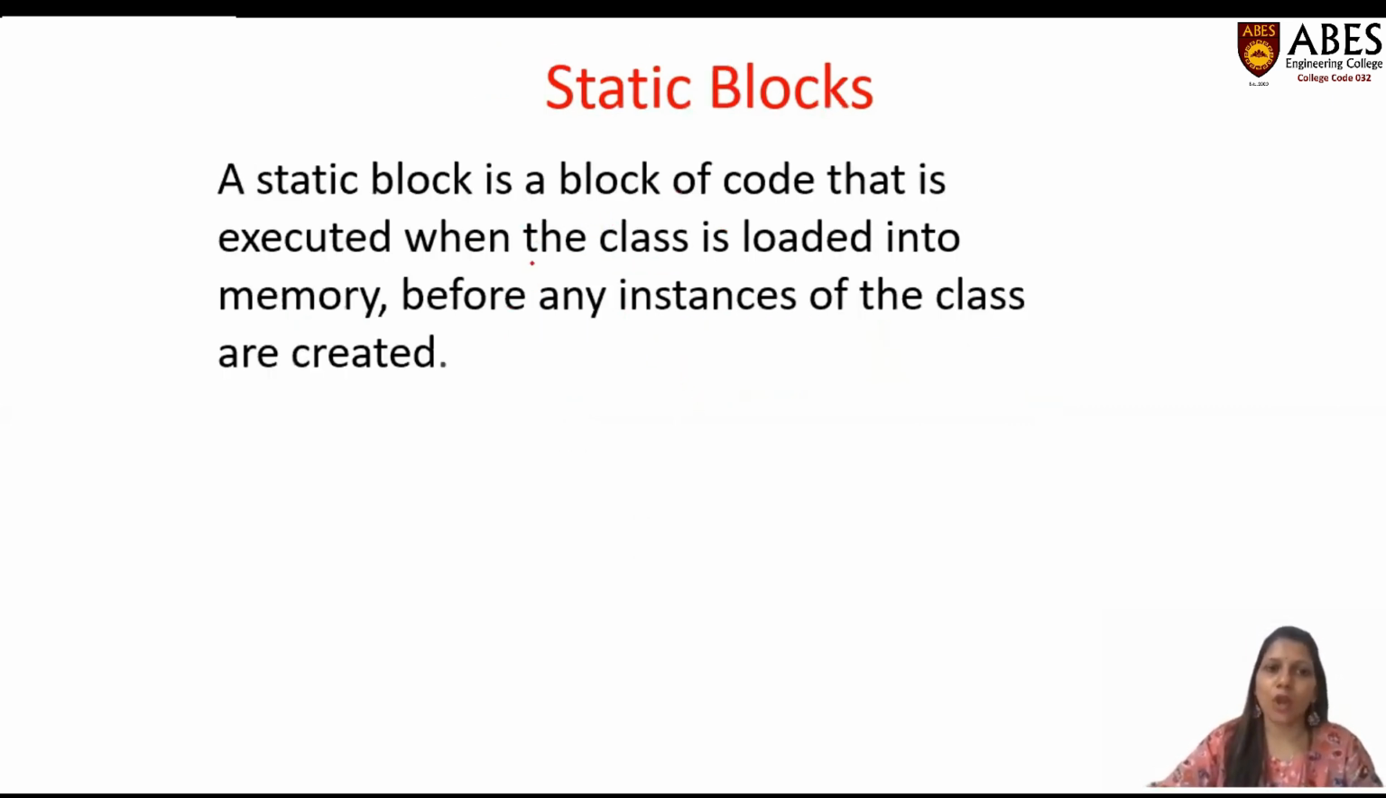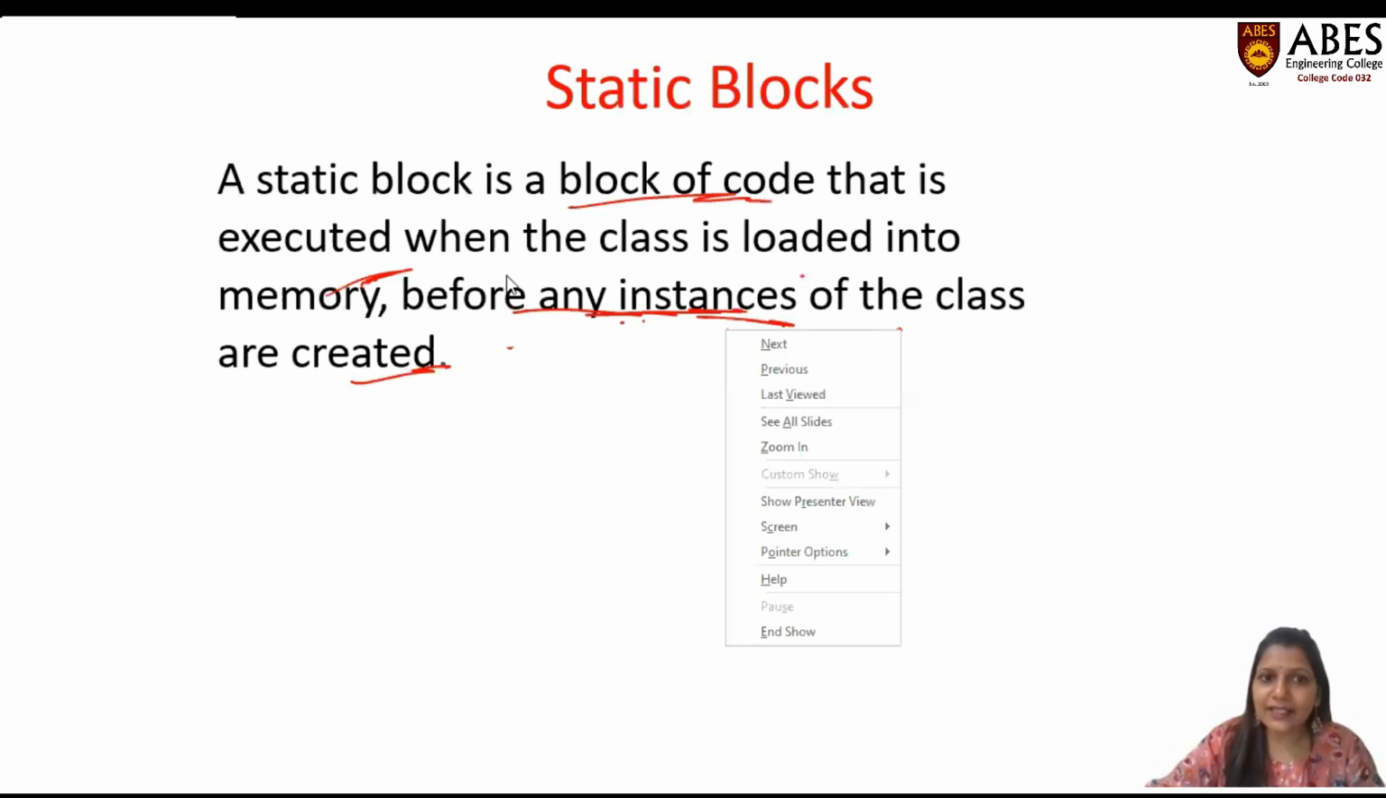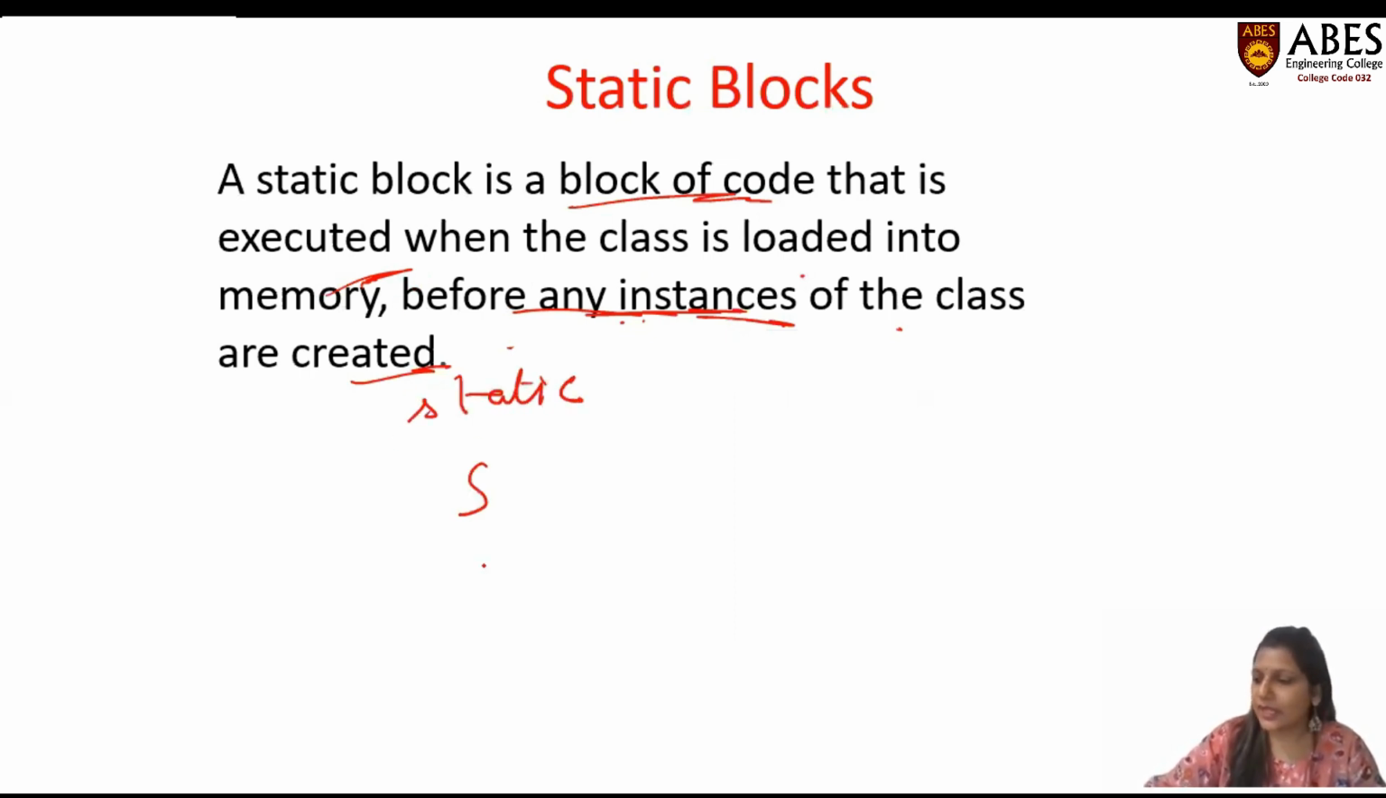Next, we have a static block. What is a static block? A static block is a block of code that is executed when the class is loaded into memory, before any instance of the class is created. Means when any object of the class is created, the static code is already loaded. When you declare code as static, let's suppose I write static, these are the static blocks.